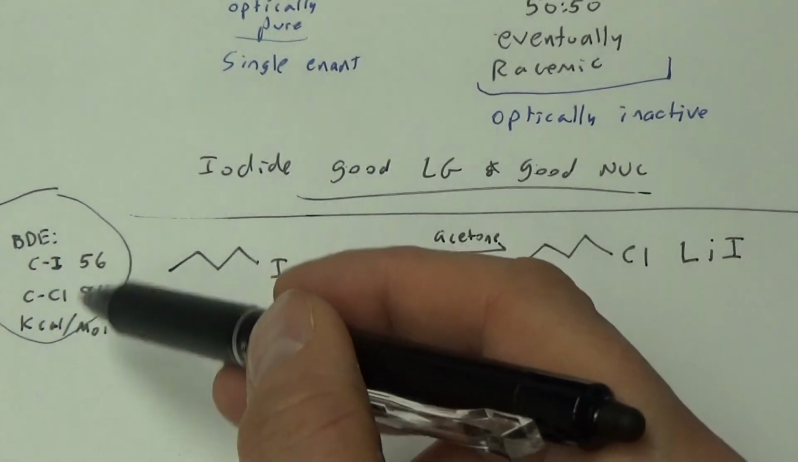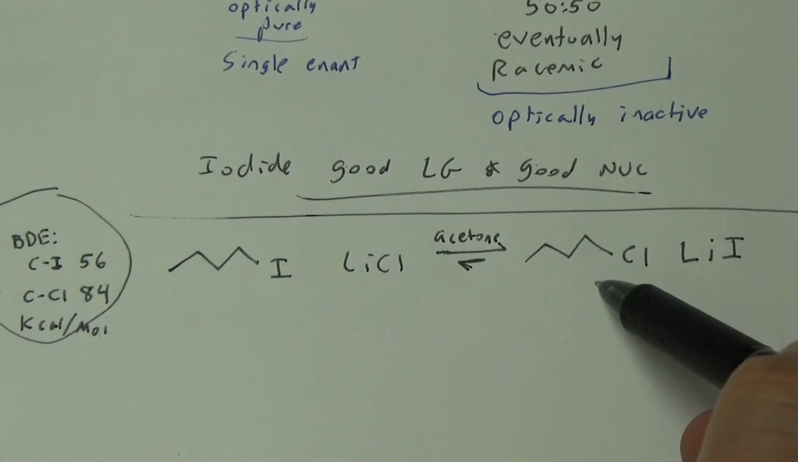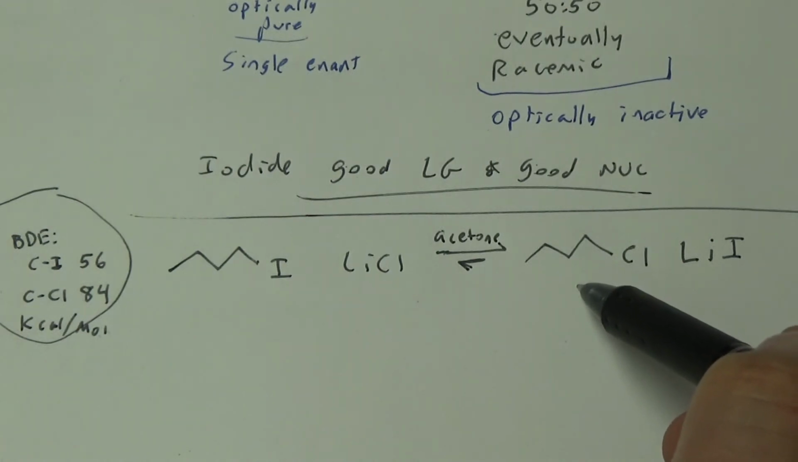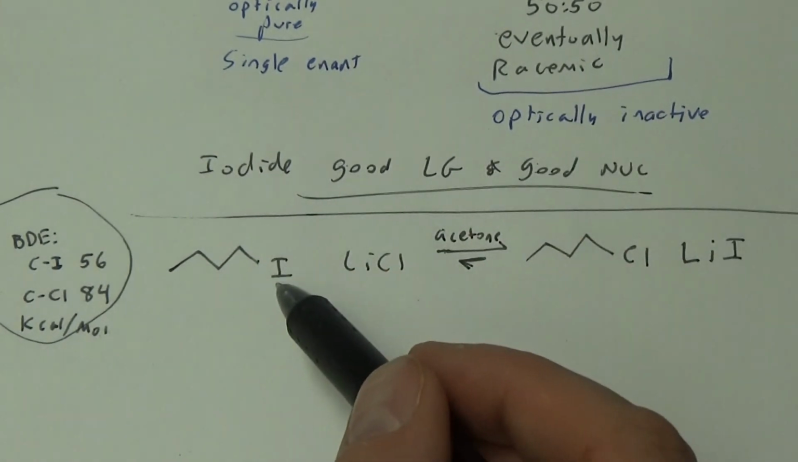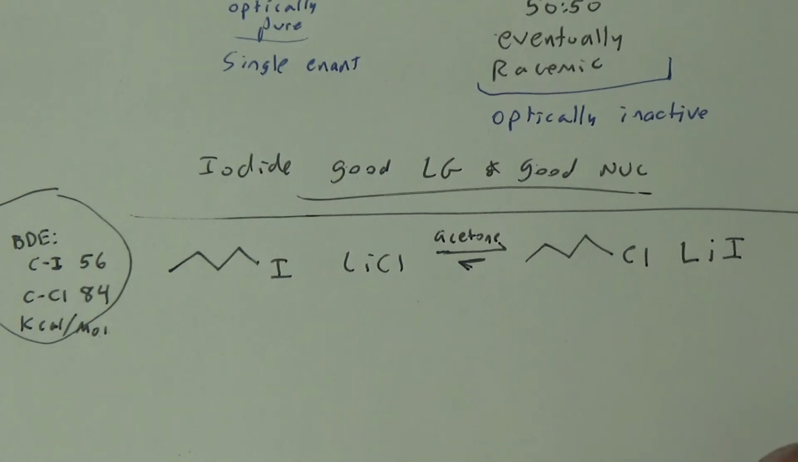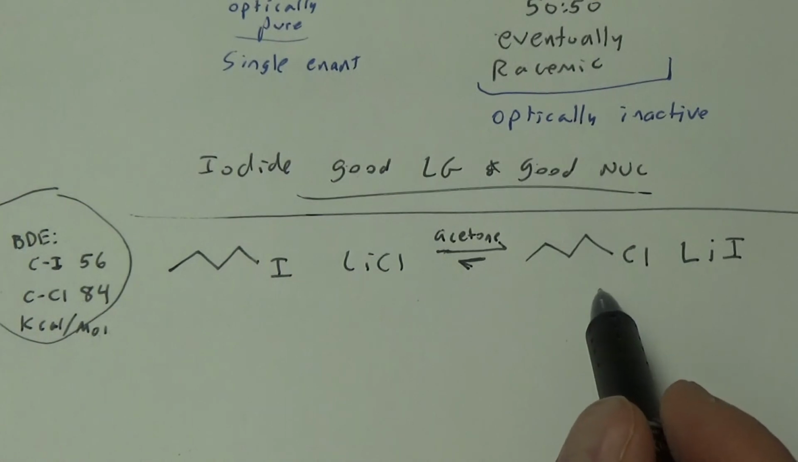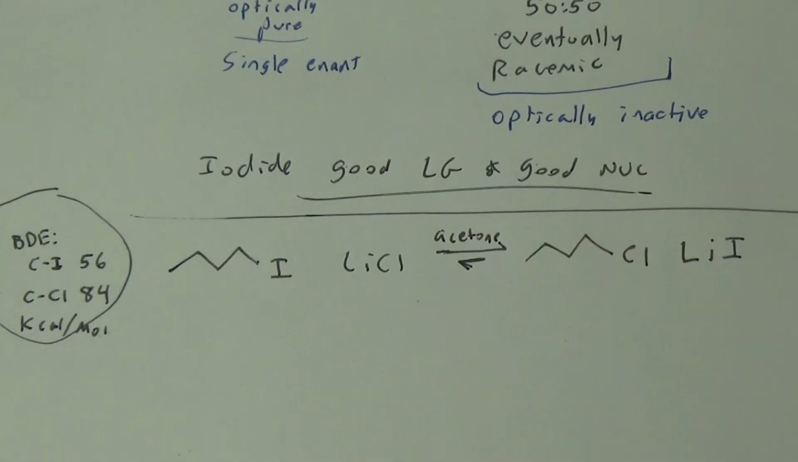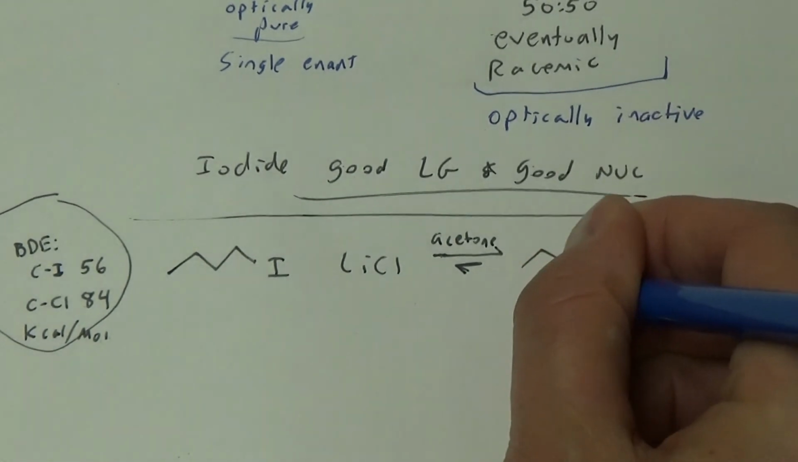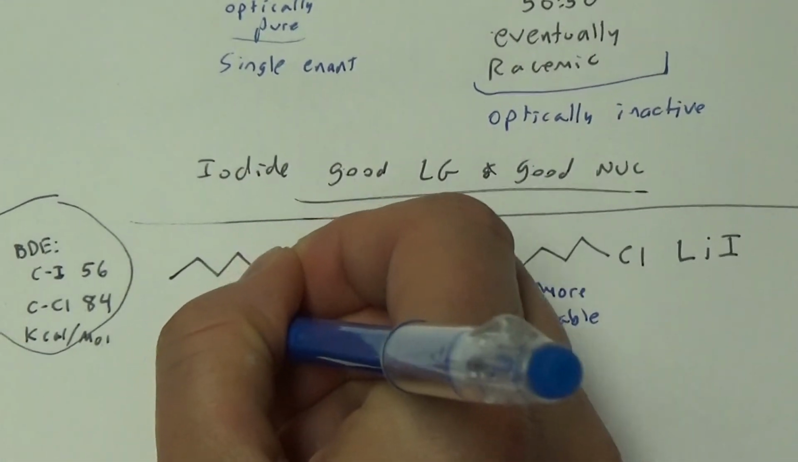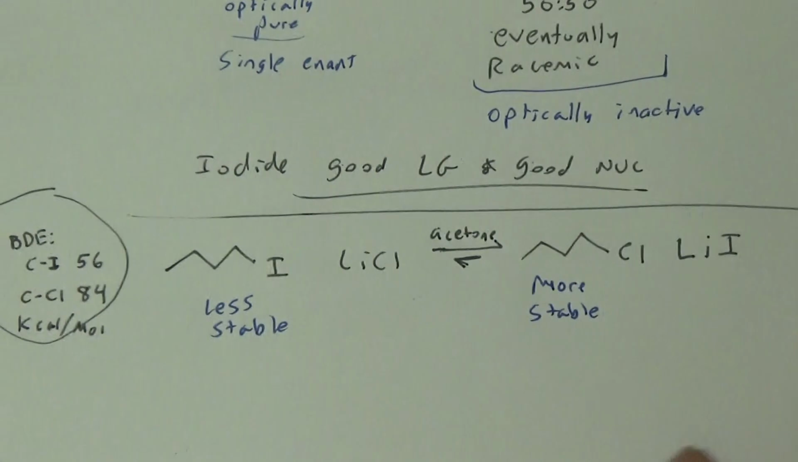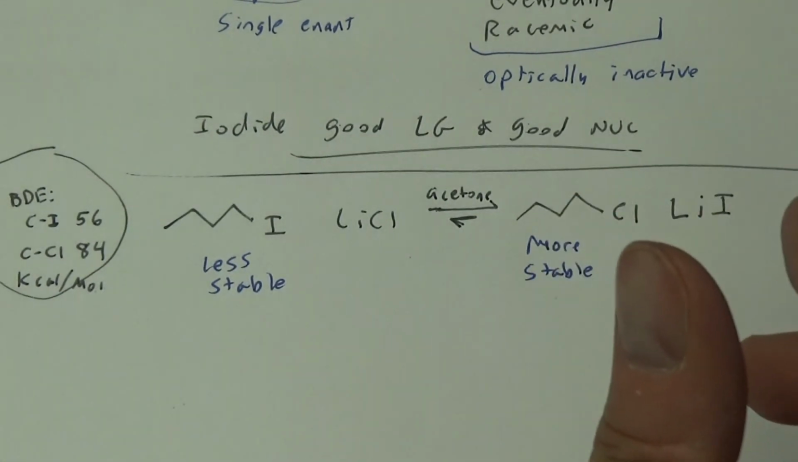Why is it favored to the right? Well, this is actually a happier molecule. This is a more favorable molecule due to the higher bond strength. So it's actually easy to go from an iodide to a chloride. And why is that? It's due to the product stability. The chloride is more stable, and the iodide is less stable. And whenever you have a more stable and a less stable product, the equilibrium is usually shifted towards the more stable product.